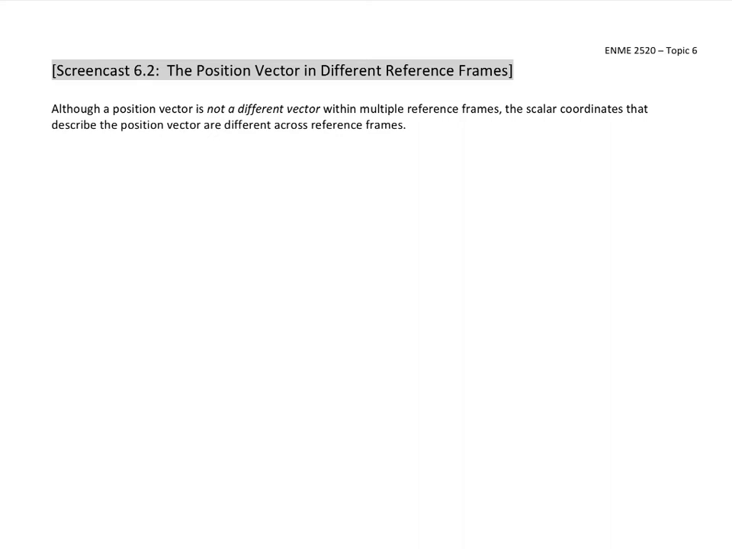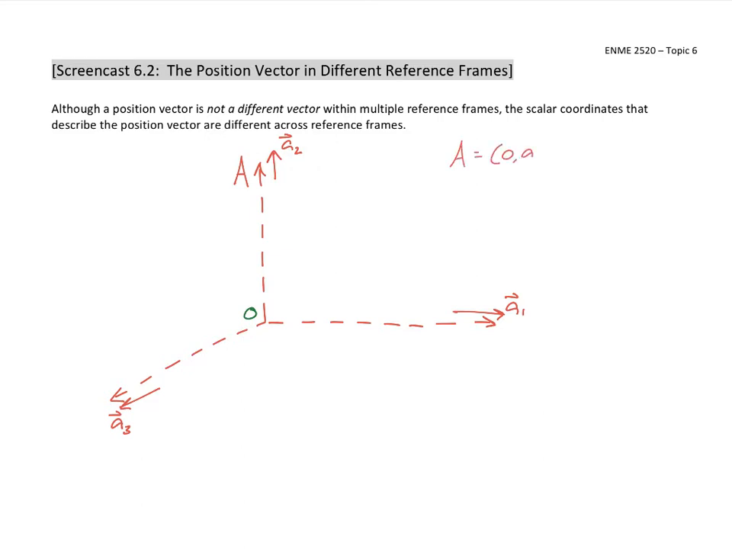Now that we have an operational definition of a reference frame, and that operational definition includes three orthogonal vectors, let's put this into practice. Let's take a position vector and define this using basis vectors from multiple reference frames. Let's start out by creating a reference frame A. And here we see our reference frame. Reference frame A has an origin at point O and is defined by the basis vectors A1, A2, and A3.